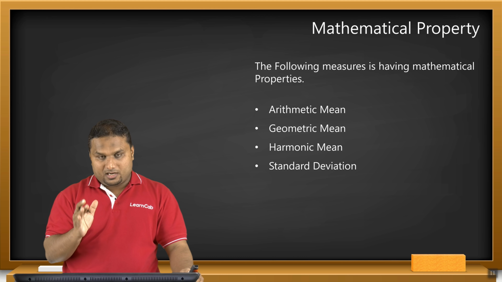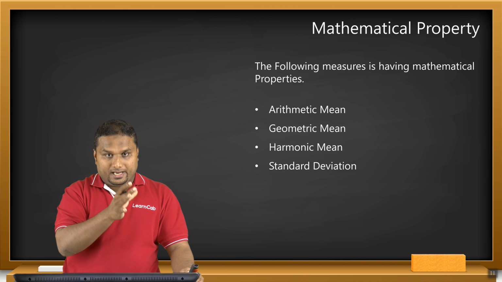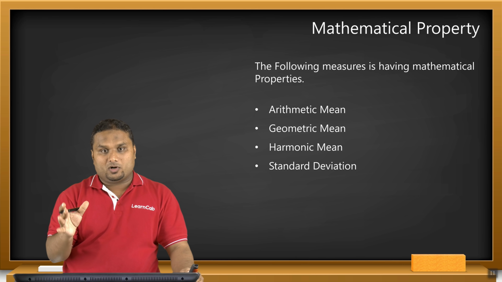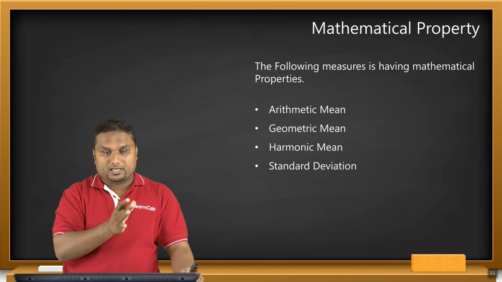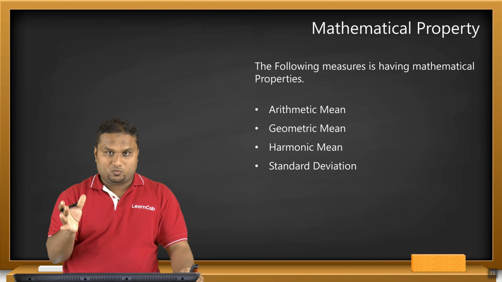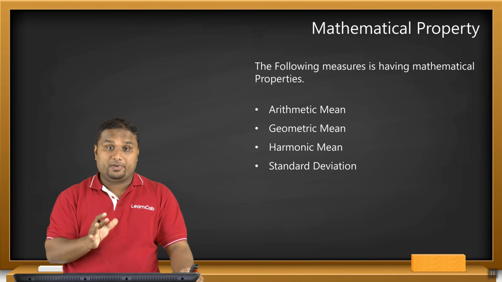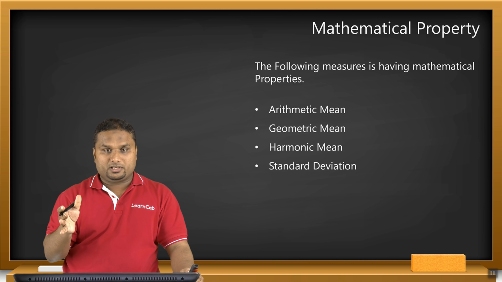Mathematical property means: the average weight of 60 students is 72. Later, the teacher found that one of the students' weight is 80, which was incorrectly taken as 125 kg. Will you be able to correct it and find the new corrected average? Such a scenario is called mathematical property. Once one of the values is wrong, can you correct it back? That is the intention behind mathematical property. So, only 4 measures: arithmetic mean, geometric mean, harmonic mean and standard deviation have mathematical property.